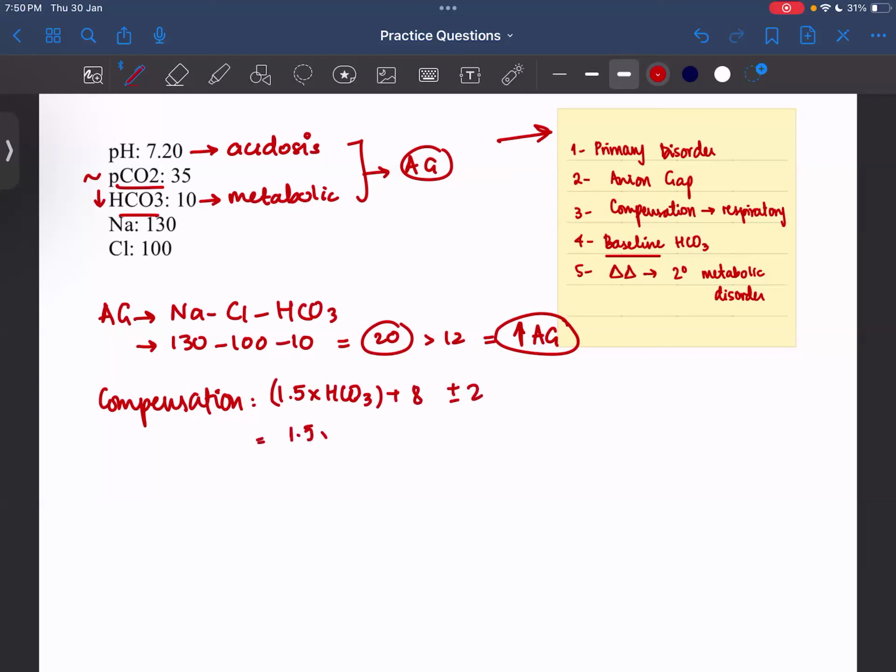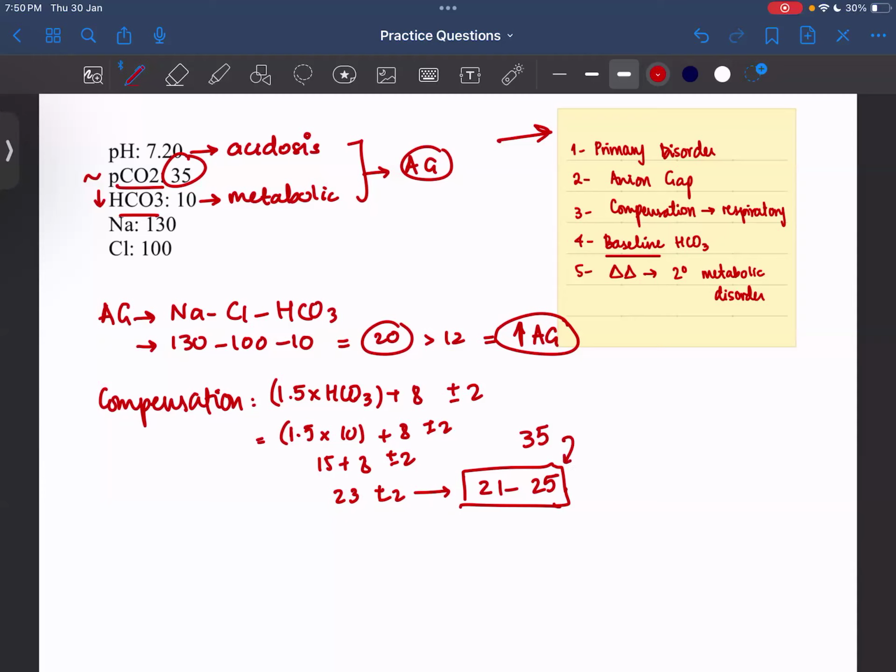Okay, so 1.5 times 10, which should be 15, plus 8 plus minus 2. So 23 plus minus 2, and the range that we would get would be 21 to 25. This is what the expected PCO2 amount is supposed to be. But that's not what this is. If you go back and look, our actual amount is actually 35. And 35 is so far off from this, which means that this is not compensation anymore. We most probably have a secondary disorder, right?